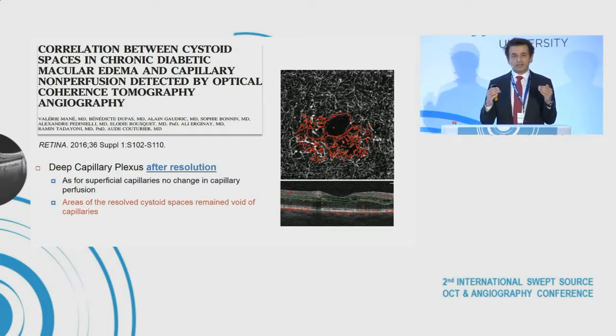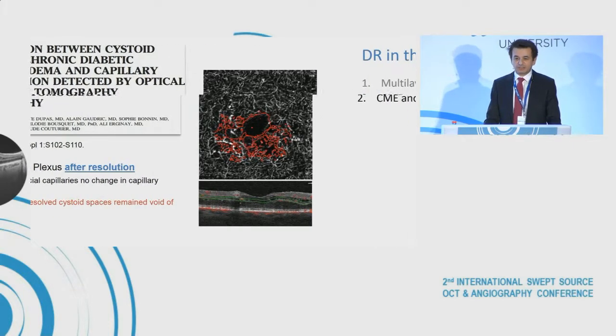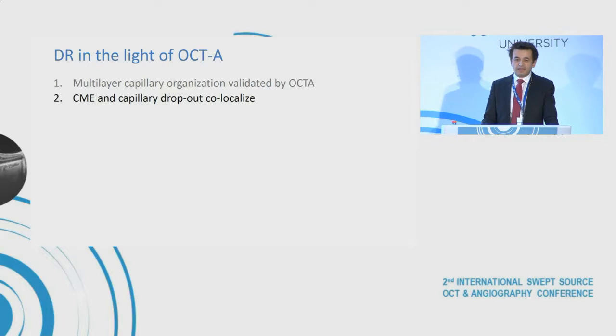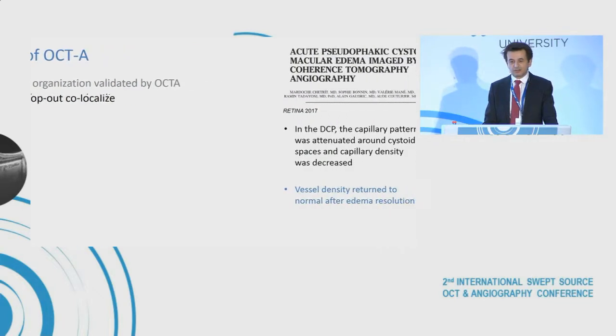So if there is a co-localization, you can consider that one can cause the other. That's the first hypothesis. So, CME and capillary dropout are colocalized. Let's go to the next step.